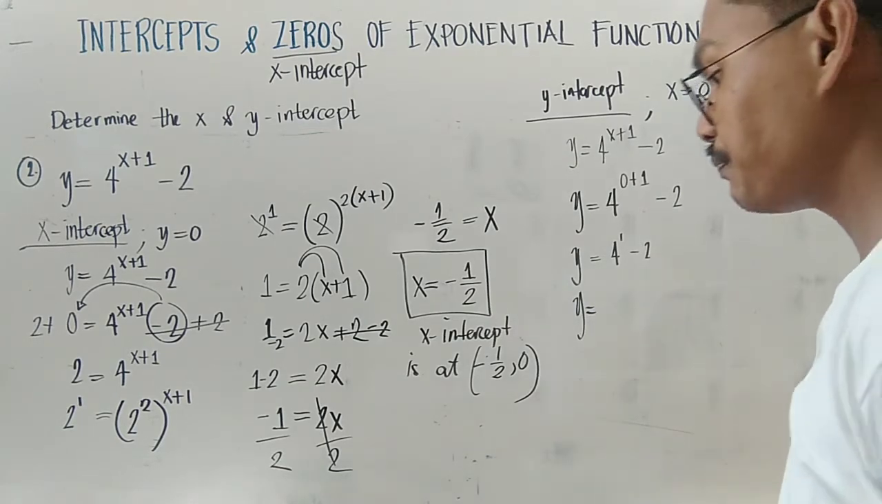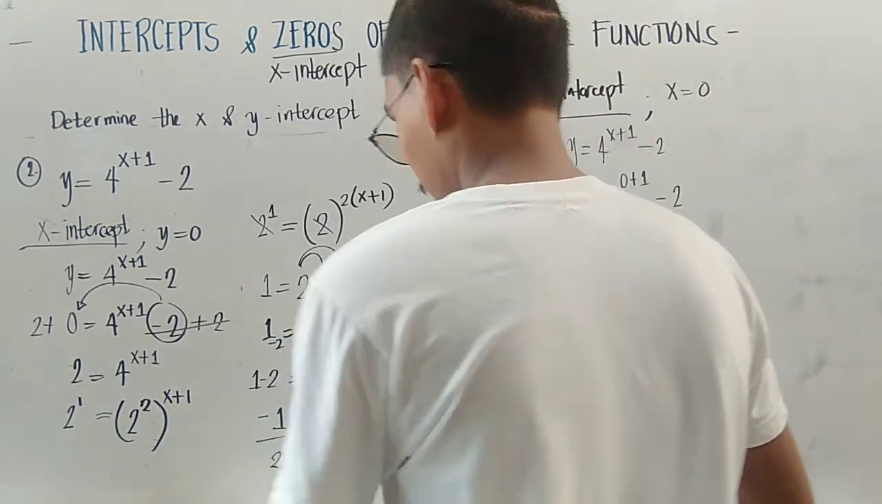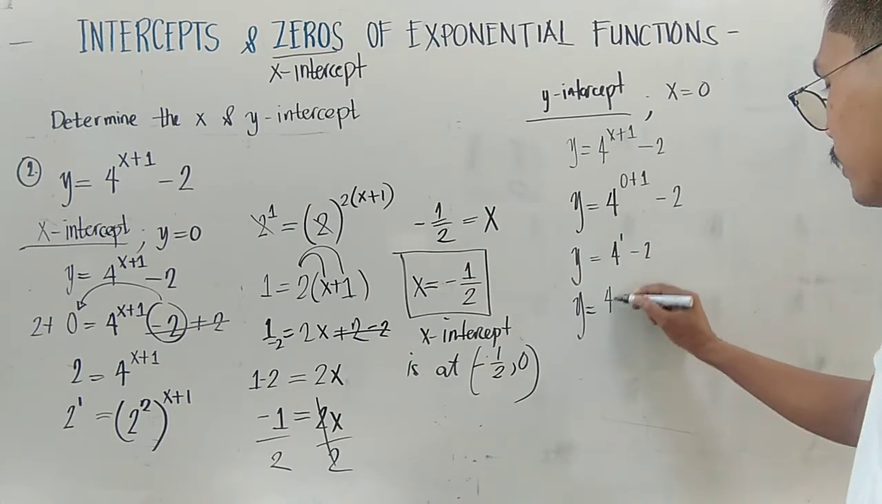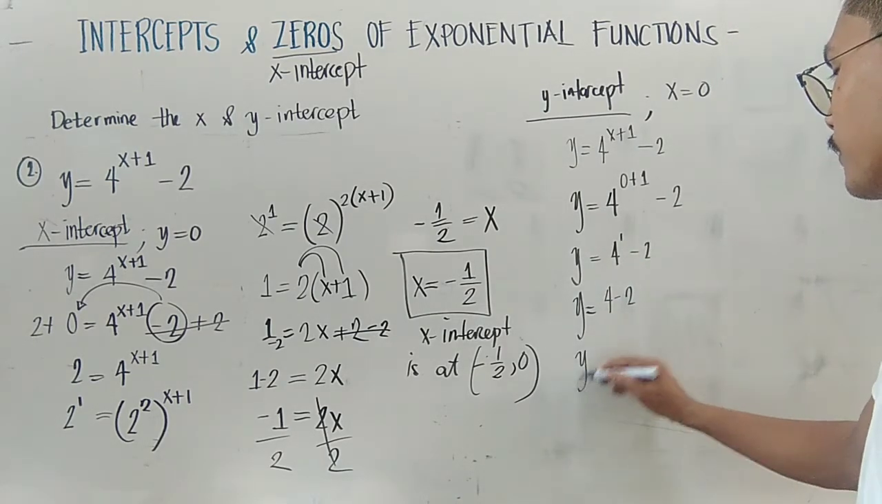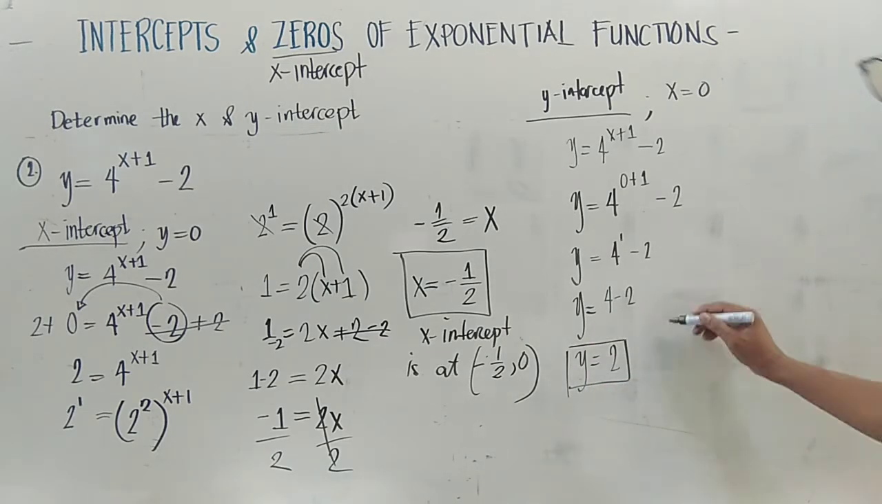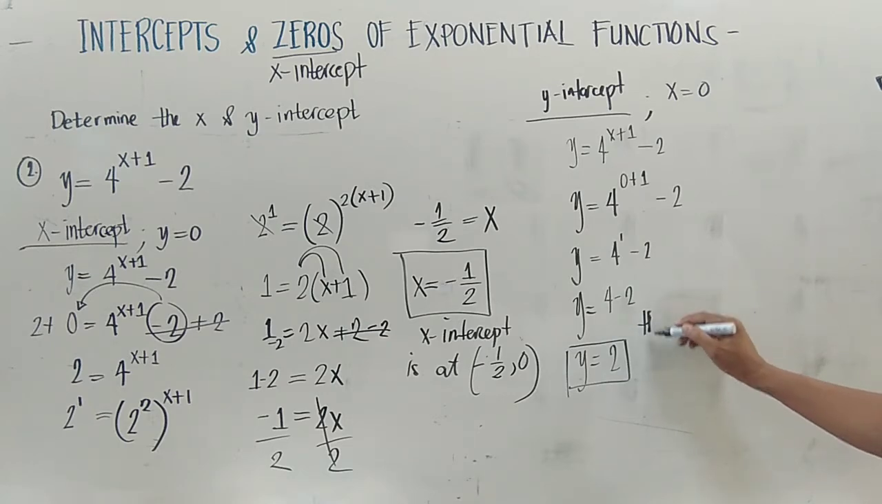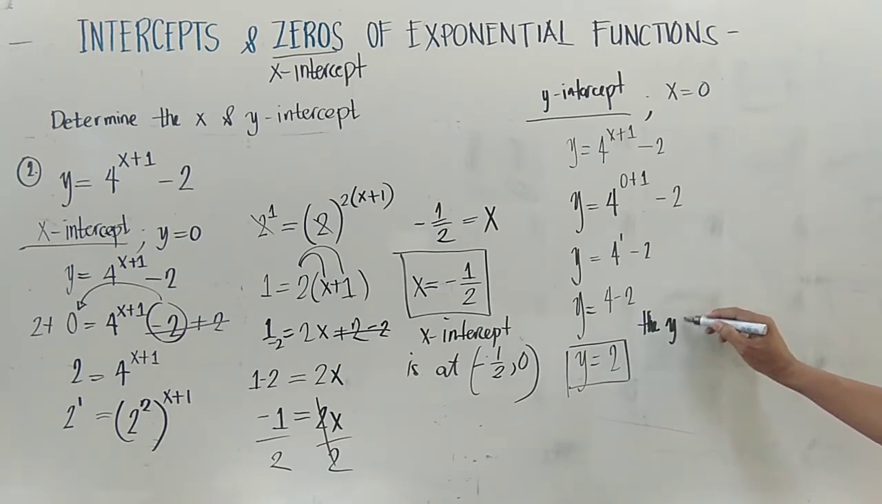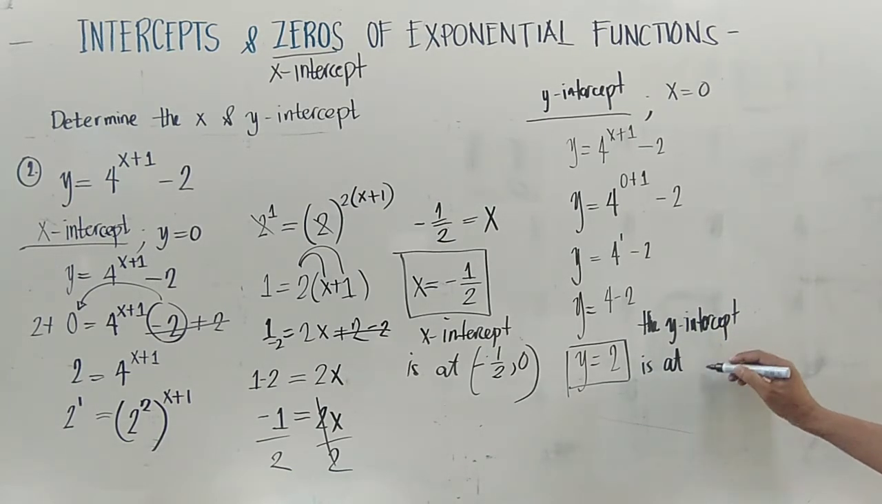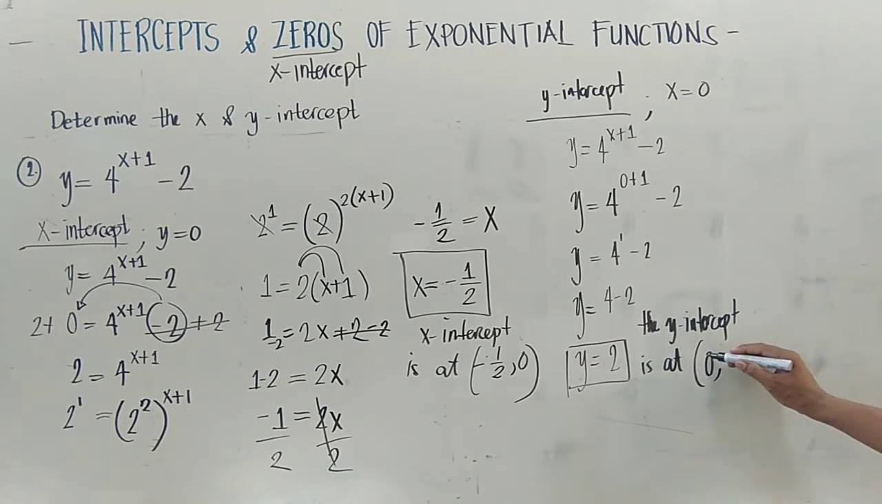Then we have 4 raised to 1 is 4, minus 2. So therefore we have 4 minus 2 is 2, of course. Then we can say that the y-intercept is at point x equals 0 and y is equal to 2.